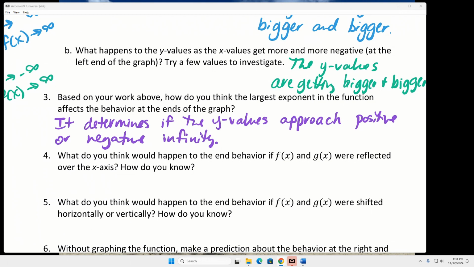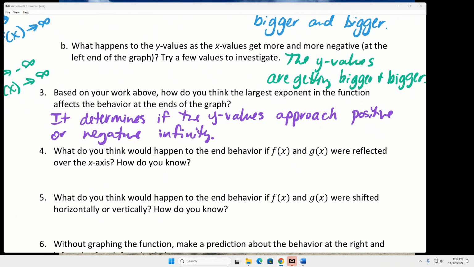And then number 4 says, what do you think would happen to the end behavior, so this positive or negative infinity, if the functions were reflected over the x-axis? So if your arrows were pointing up and you reflected over the x-axis, it's like horns up, horns down. So they would be opposites.